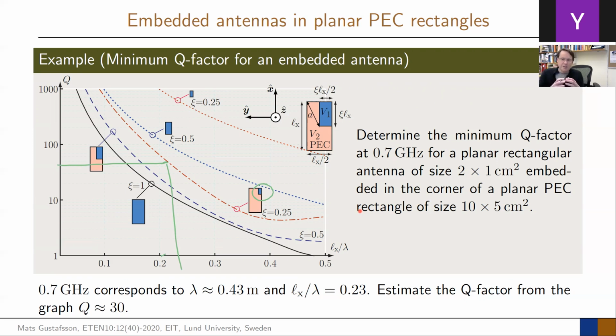So in some ways, we can actually see what is the price we pay when we only utilize a small part of some electrically small structure. What is the Q that we can get out? And in many cases, they are actually fairly realistic.